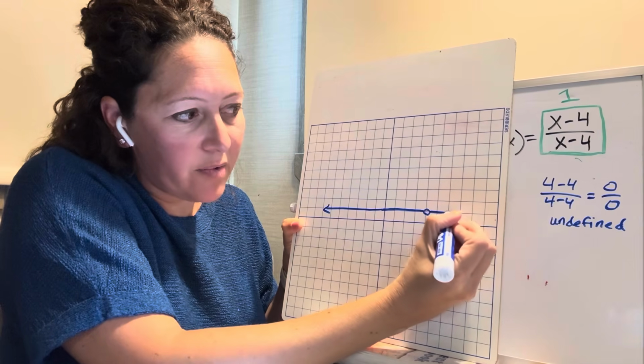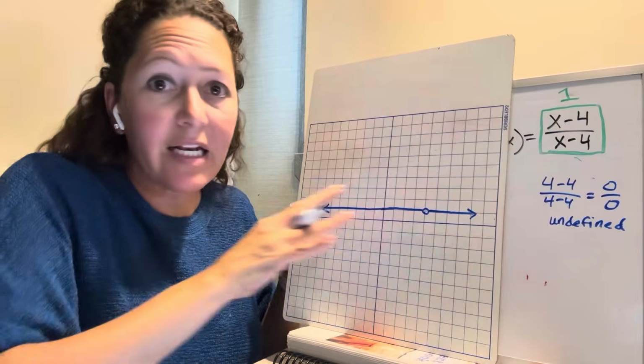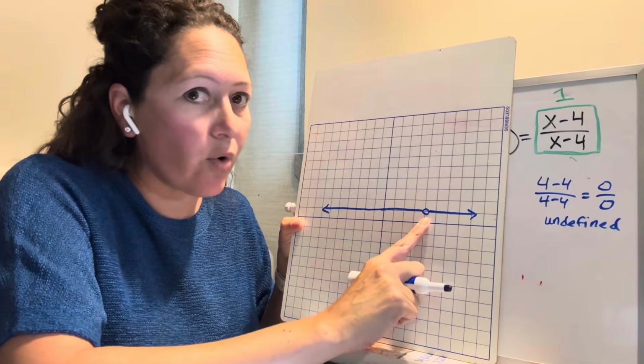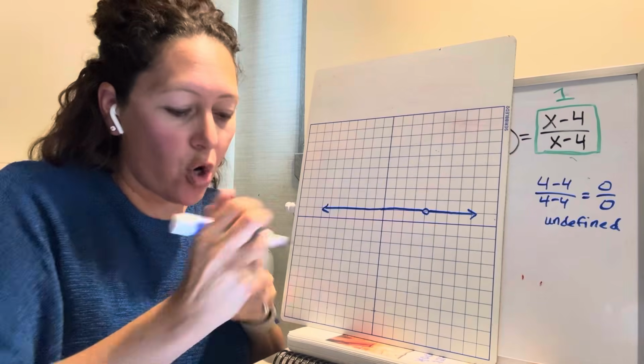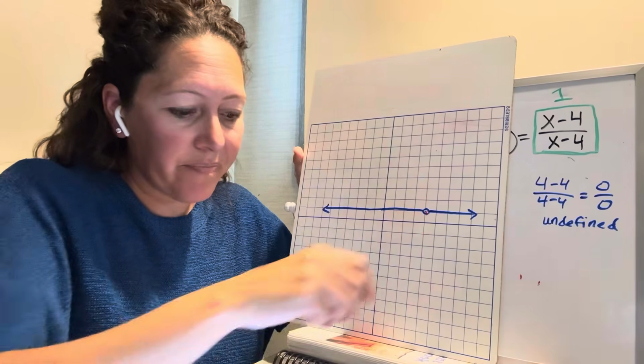But I could keep going in this direction and I could keep going this direction. So my x can be any other value, but it cannot be the value 4. So right there at 4, it does not work. And so I've put an open circle right there. So I cannot have the value 4 here.